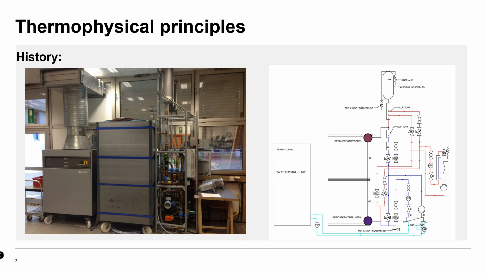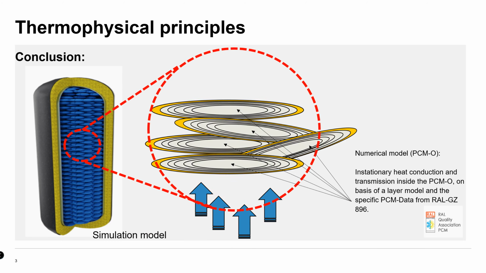The total amount of stored energy inside latent thermal storage systems is empirically exactly calculable when PCM data is known, according to RAL quality mark 896. Thermal power over time is not calculable, due to the unknown streaming pattern inside the thermal storage system and the highly instationary heat transmission and conduction in combination with phase change inside the PCM objects.